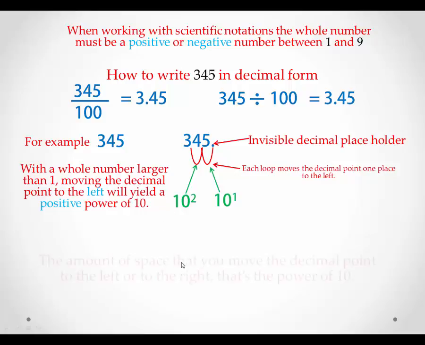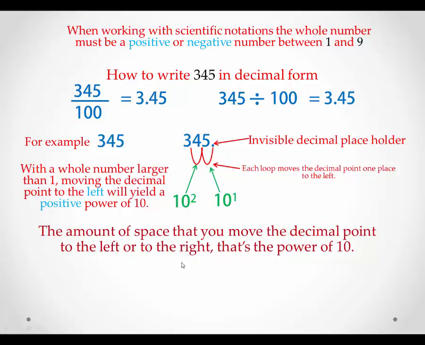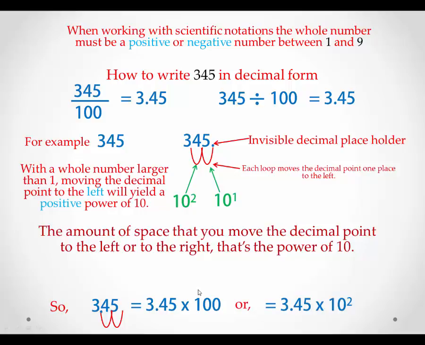Now, the number of places that you move the decimal point to the left or to the right is the power of 10. That's what we just talked about. So what we have is 345. Moving the decimal point 2 places to the left, we have 3.45. This is equal to 3.45 times 100, or it could also equal 3.45 times 10 to the power of 2.